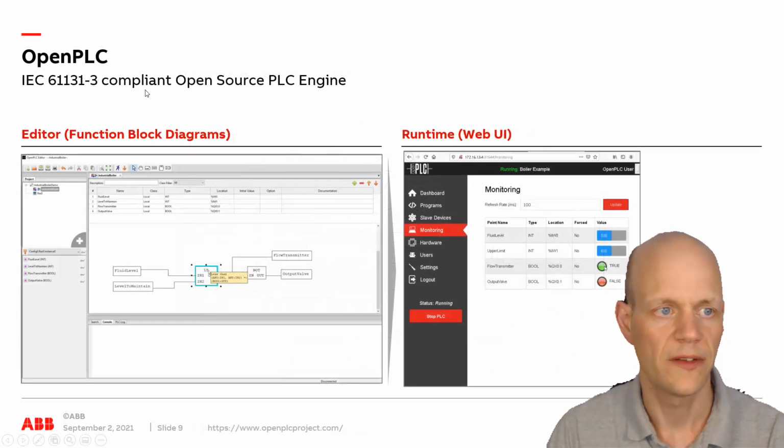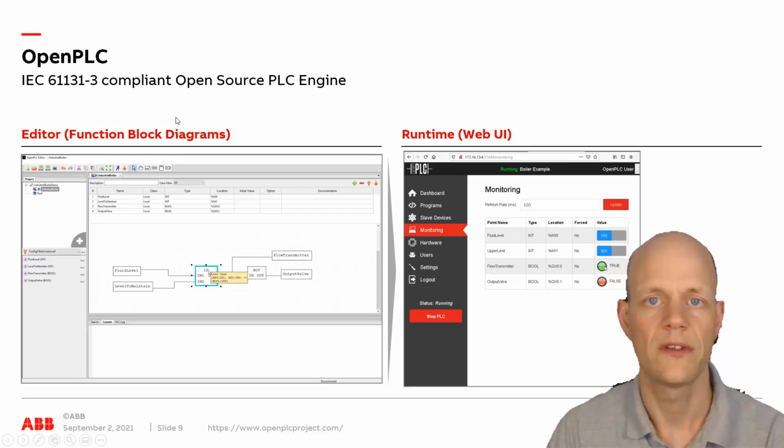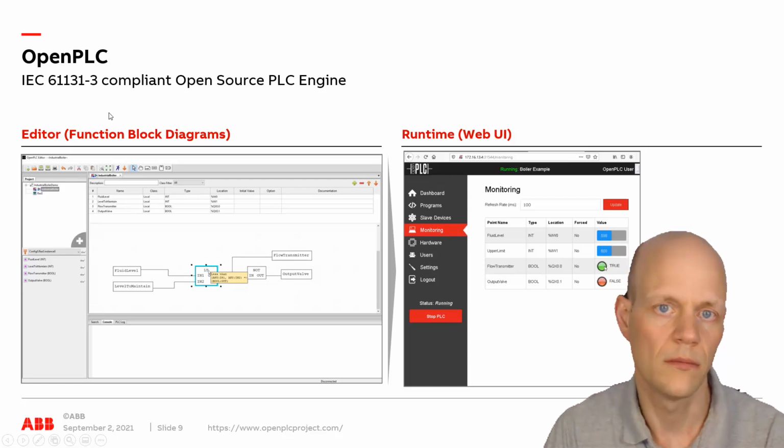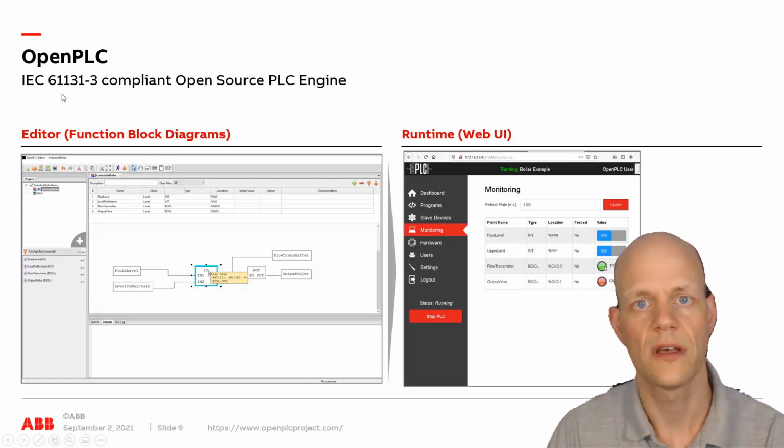And then we also need a PLC engine. At ABB we have commercial PLC engines, but here, for the concept of this paper, we decided to use an open source engine, and we selected OpenPLC for that. It's an IEC 61131 compliant PLC engine. This is an industry standard for programming these logic controllers. It has different programming languages included, so there are textual notations and graphical notations.